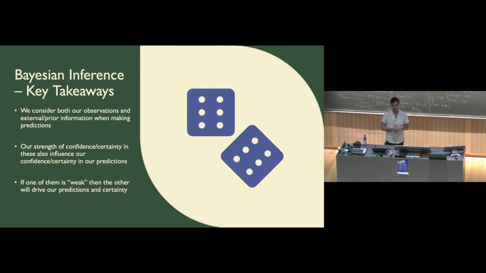And it's also this idea that the strength of confidence or certainty that we have in our conclusions from our model also influences the strength of our confidence and certainty in our predictions. So if you have a strong prior, you have a lot of certainty. You have strong observations, you have a lot of certainty. If you don't have either, then your predictions are very uncertain. And we've also seen that if one of them is weak, the other one is going to dominate your conclusions and your certainty. So if we have a very weak observation model, but very strong influential priors, it's the prior that's going to drive our conclusions and our confidence in those conclusions. So it's really key to consider both aspects when you're building your models and developing your inference.